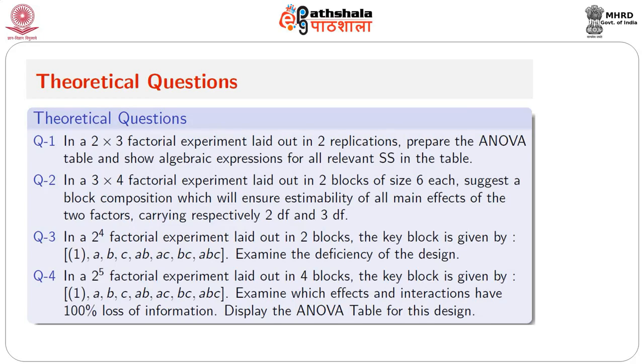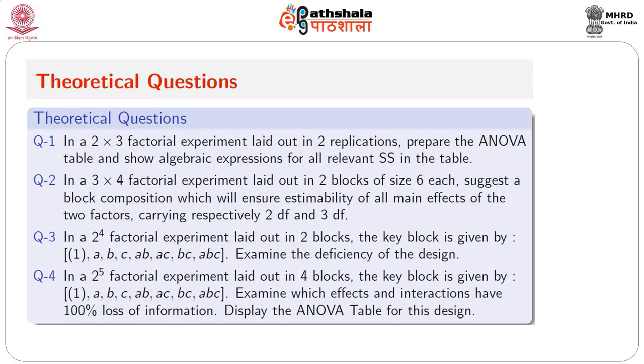You have a 2 cross 3 factorial experiment and it is laid out in 2 replications. You are supposed to prepare the ANOVA table and show the algebraic expressions for all relevant sum of squares in the table. Because it is 2 replications, you will have replication degree of freedom 1, that is the standard computation of the sum of squares. First replication total square divided by 6 plus second replication total square divided by 6 minus CF, the correction factor, okay, which is nothing but the grand total whole square divided by 12.